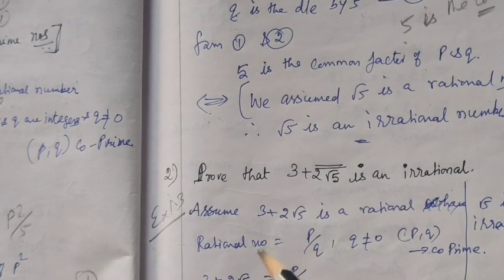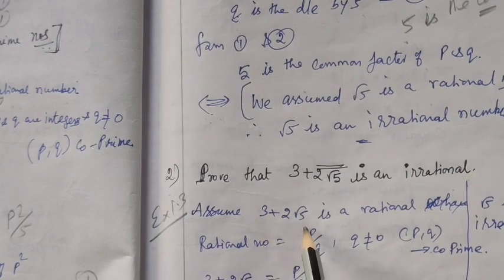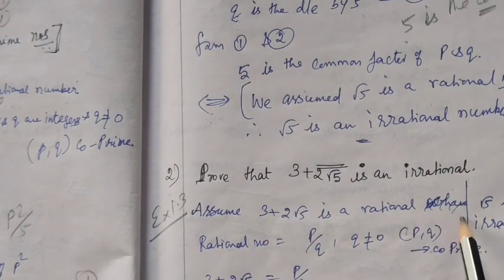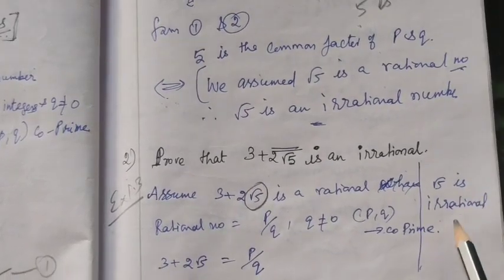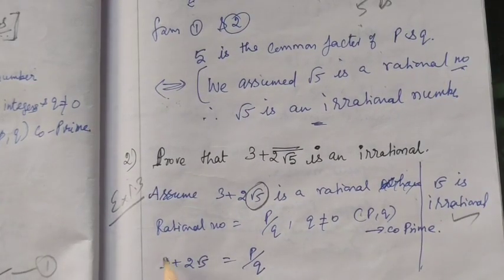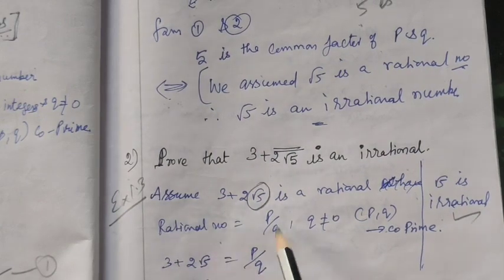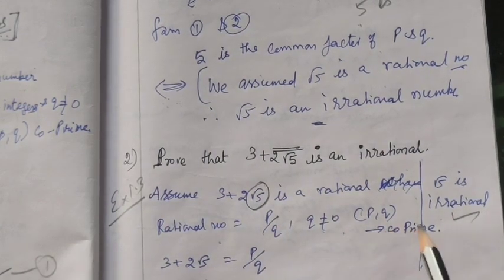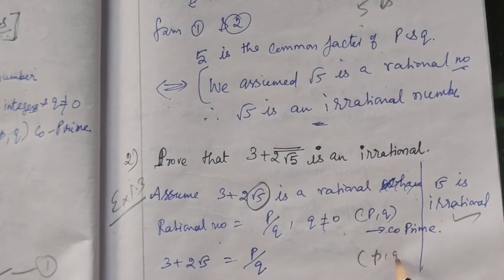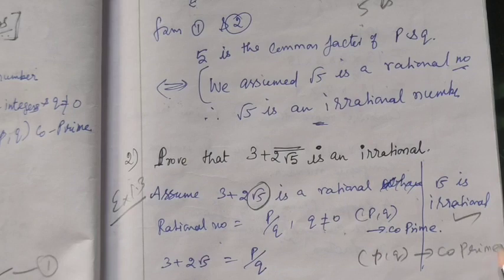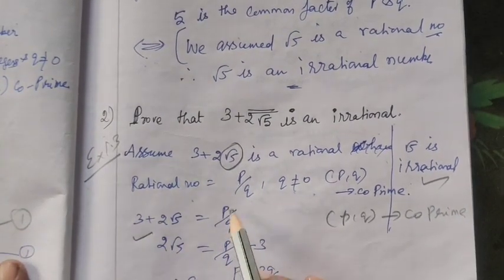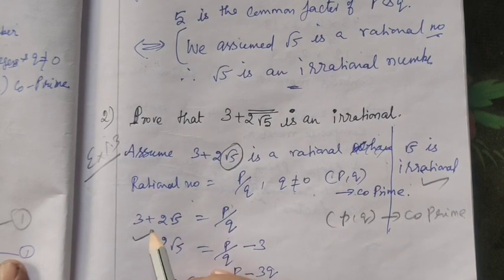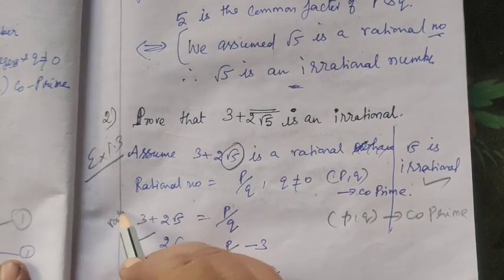So first we are assuming 3 plus 2 root 5 is a rational number, where this root 5 is irrational. We already know that root 5 is irrational. So a rational number can be written in the form p by q where q is not equal to 0, provided p and q are co-prime. We saw co-prime clearly in the previous class. So this is equal to p by q, since it is a rational number that we have assumed.